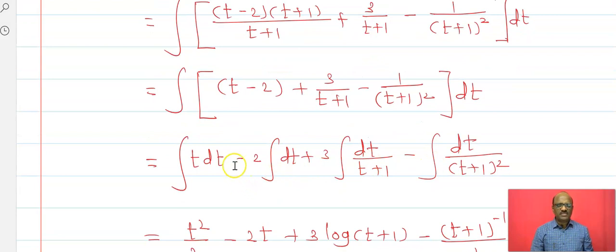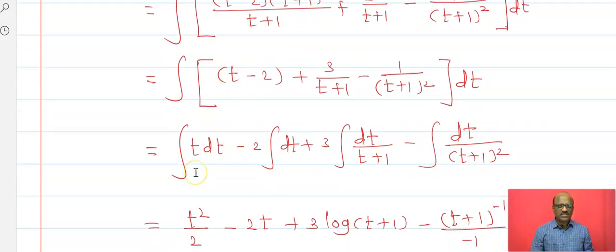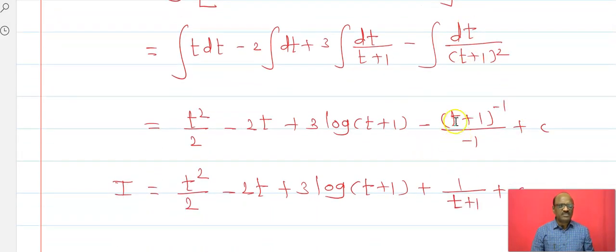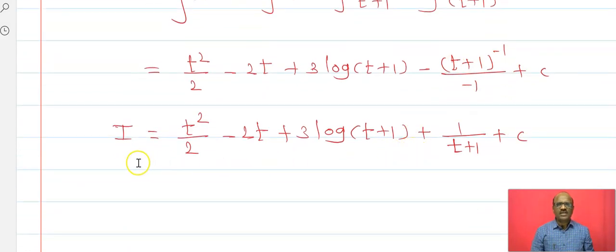whole square) into dt. Now the integral of t is t square upon 2. The integral of dt is t, that is minus 2t, plus 3 log of mod of t plus 1, minus the integral of dt upon (t plus 1) whole square. Its integration is minus (t plus 1) raised to minus 1 upon minus 1, plus c, and overall you will get I is equal to t square upon 2, minus 2t, plus 3 log of (t plus 1), plus, now this minus minus will become plus, 1 upon (t plus 1), plus c.